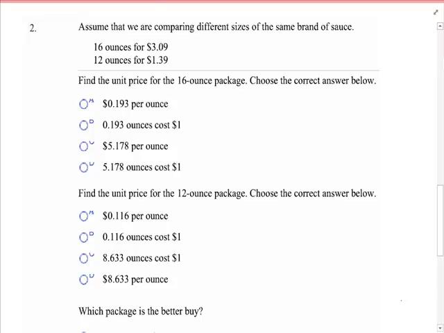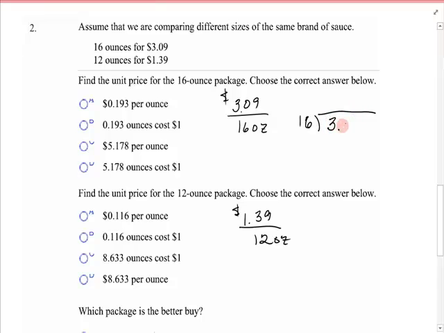All right, in this next one, we're going to do some more comparison shopping. So we have $3.09 for 16 ounces, and we have $1.39 for 12 ounces. So for the first one, I'll divide 16 into 3.09, put the decimal up.